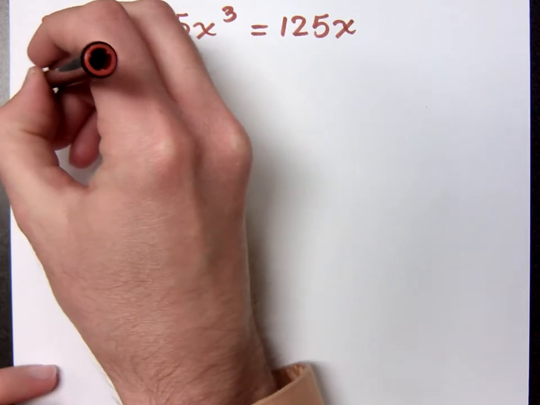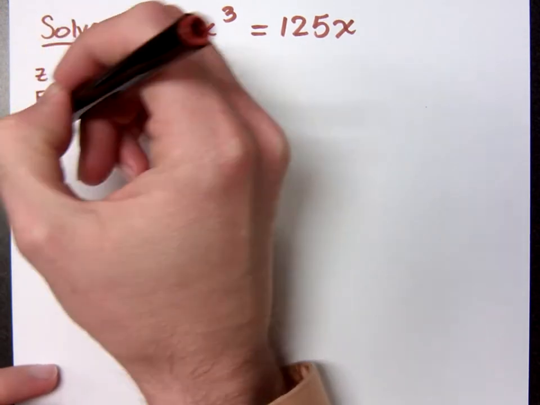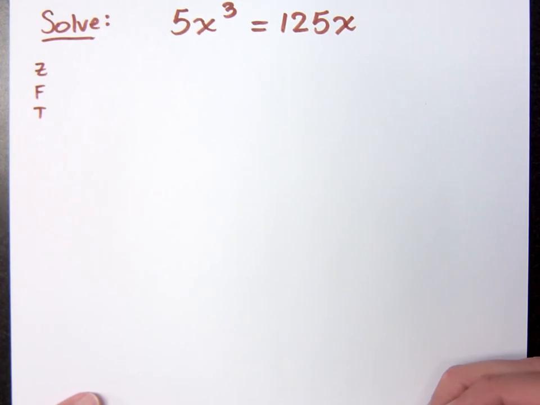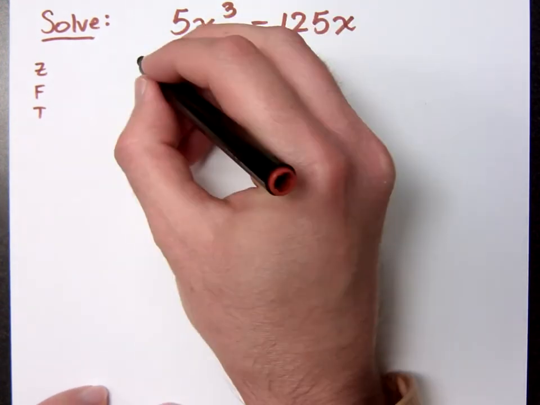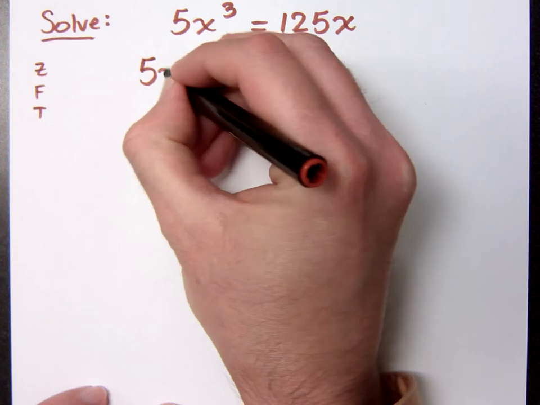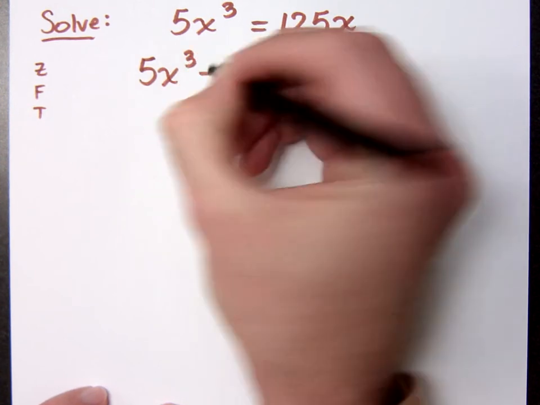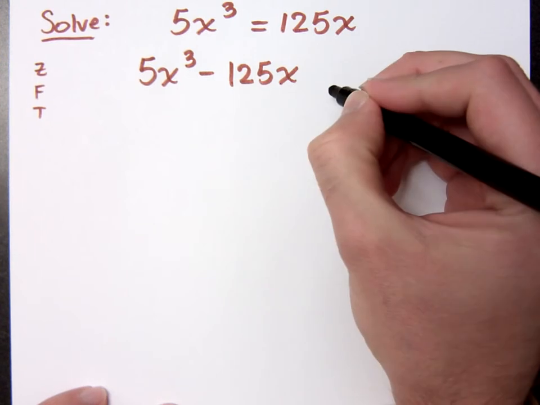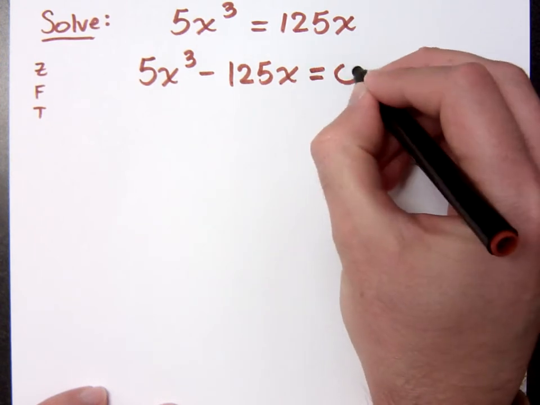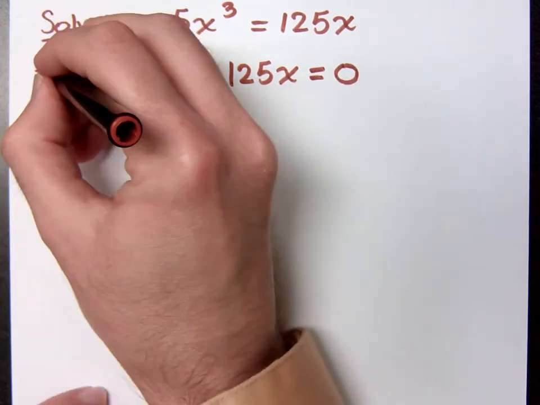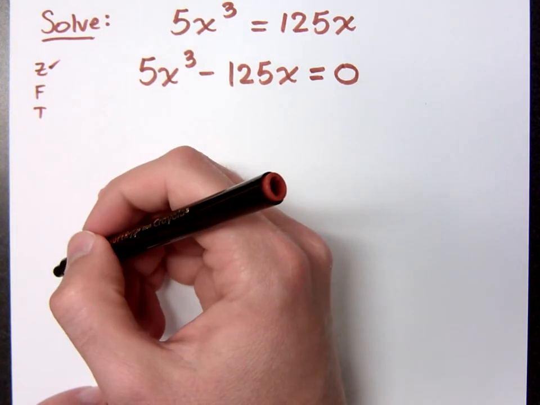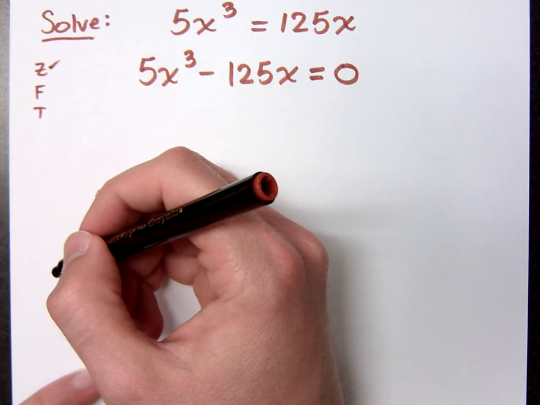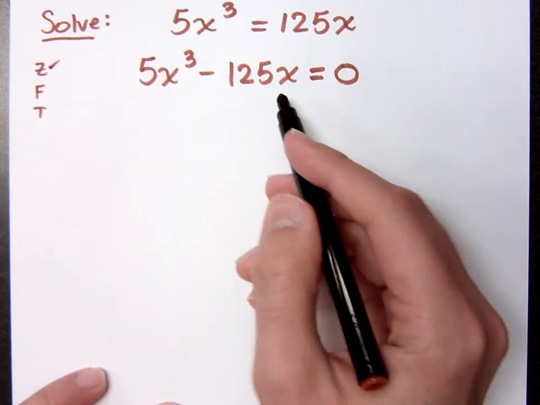So, zero factor theorem, the first letter stands for 0. How do I make this equal to 0? Minus 125x. So when I subtract the 125x over, I have 5x to the third minus 125x equals 0. Thank you for remembering that. So I've done the 0 part. What does the F stand for? Factor. So we've got to factor this guy.